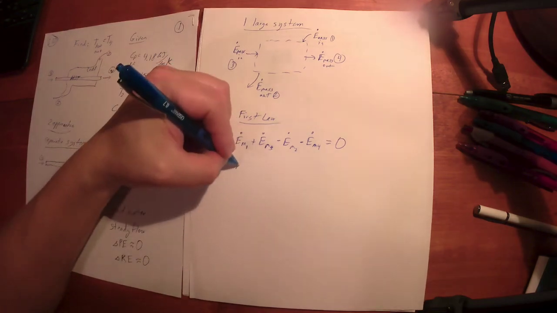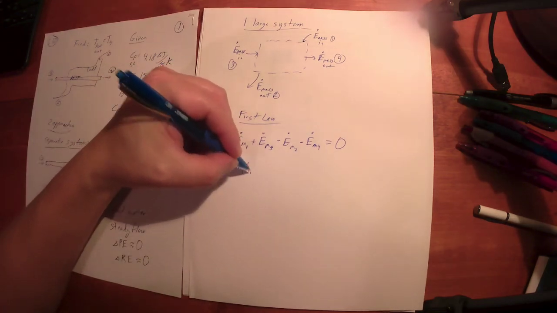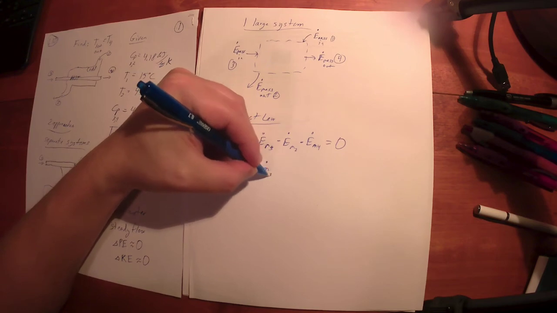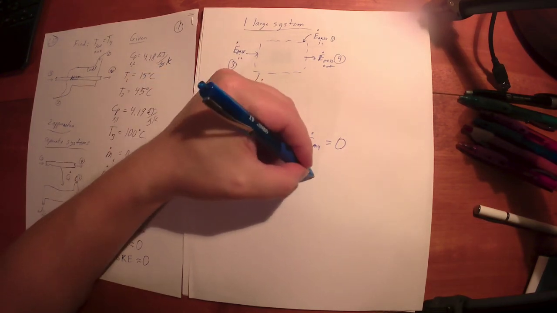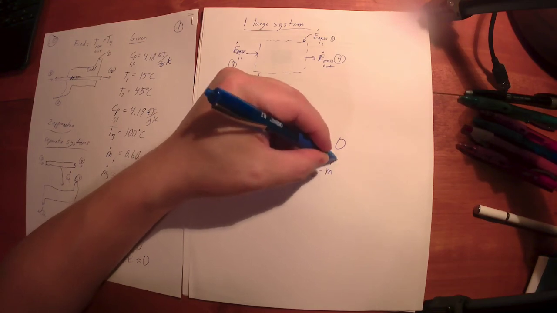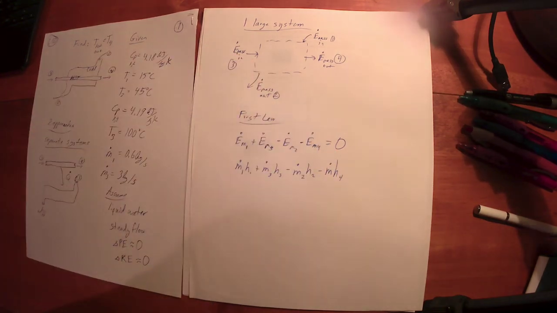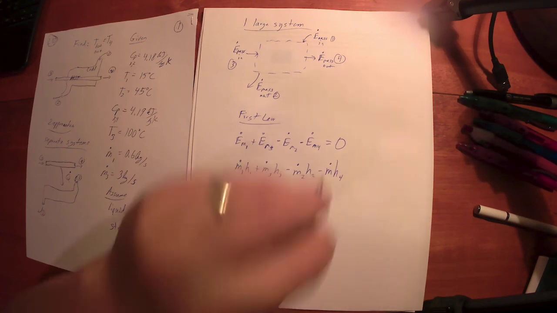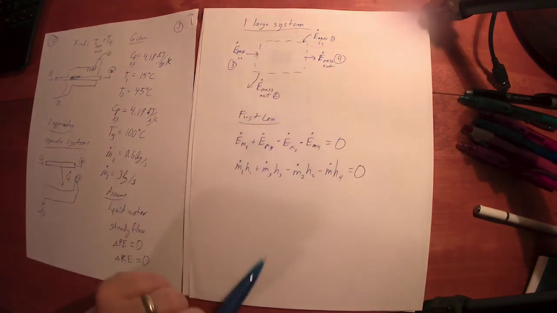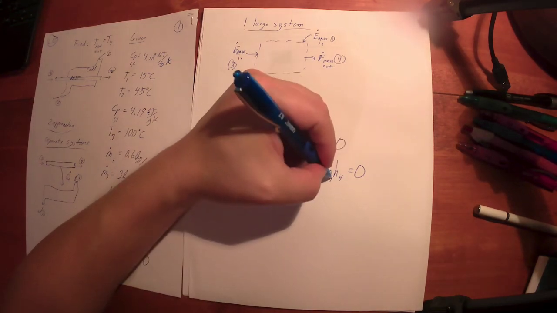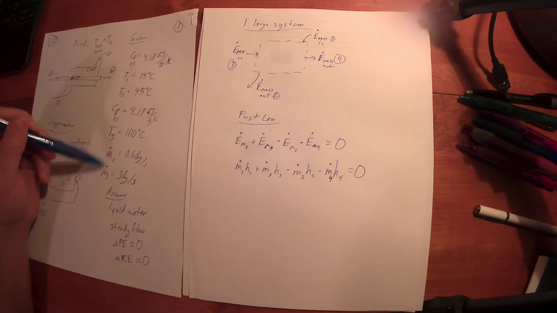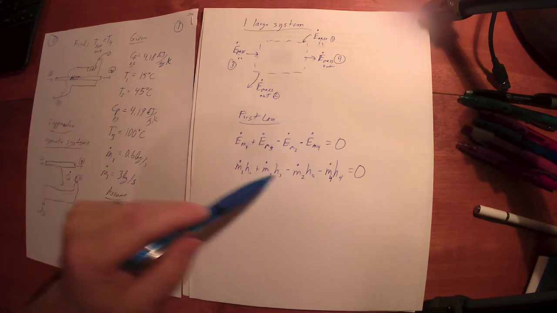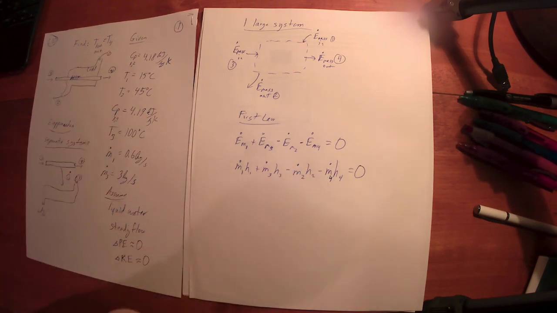So each one of these is going to be m dot 1 h1 plus m dot 3 h3 minus m dot 2 h2 minus m dot 4 h4. Okay. And that whole sum is going to be 0. Add the ins, subtract the outs. Now, what do I do here? I've got more than one mass flow rate. I only know these two. I wasn't given these two, so what do we do with that?